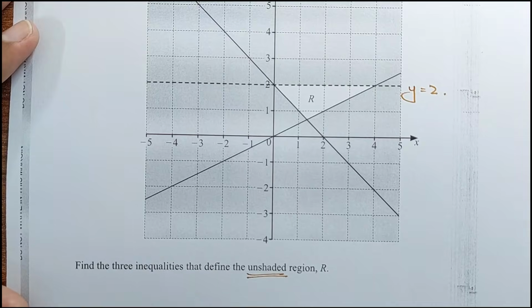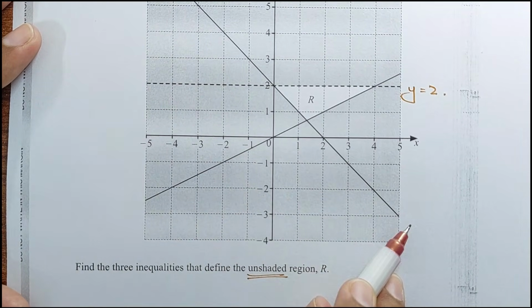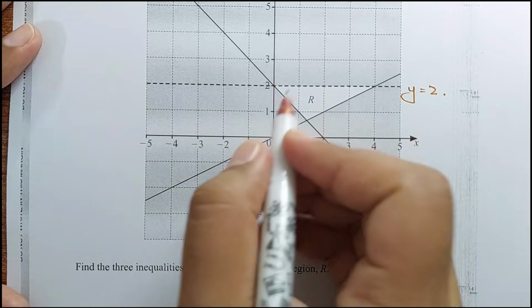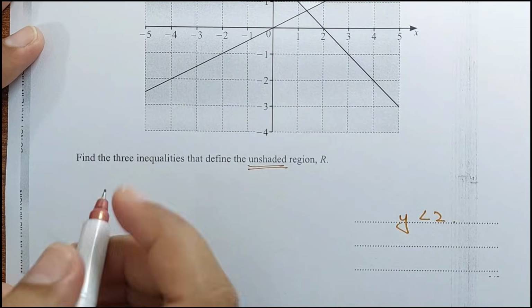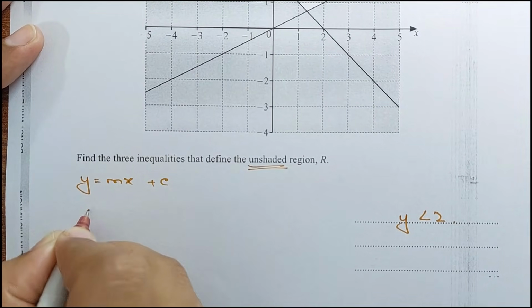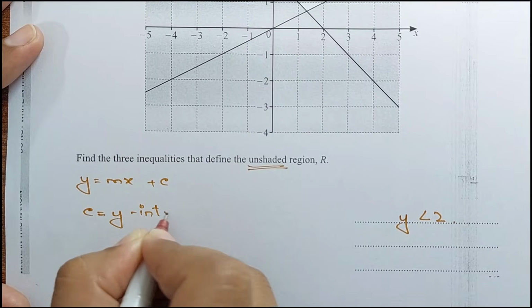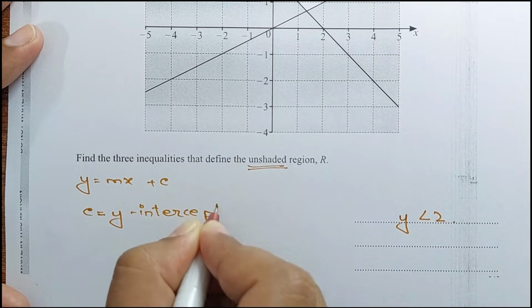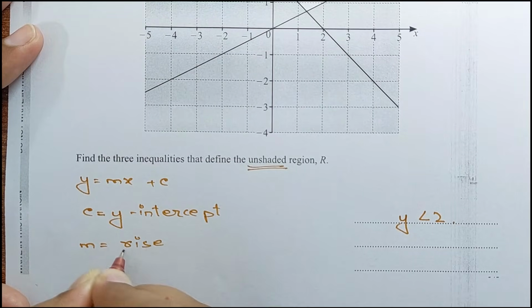Okay, let's work on the rest of the two inequalities. Let me find out the equation for that line. Okay, so first fix the y-intercept. The y-intercept is 2. So the equation of a line is y equals mx plus c, right? So c is your y-intercept, right? And m is the slope, which is rise over run. How much you have to rise, how much you have to run.